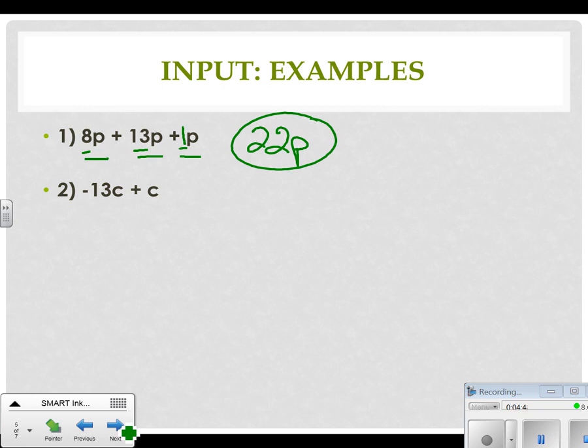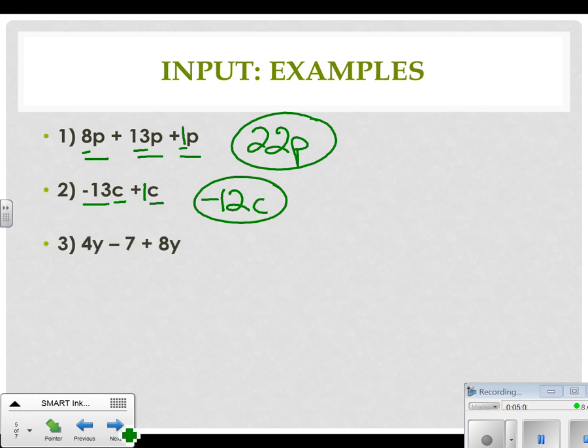-13c plus c. They both have a c raised to the first power, so we have -13 plus 1, which gives you -12c. Next, 4y minus 7 plus 8y. Out of these three terms, we can combine these two because they both have a y to the first power. 4y plus 8y gives you 12y minus 7.